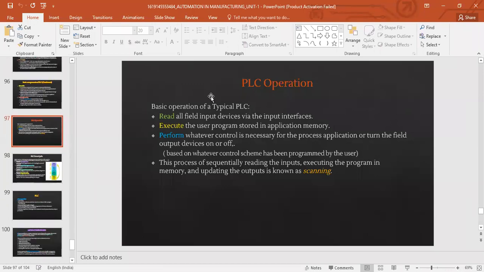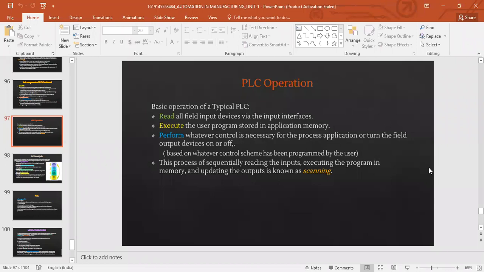As we saw, it firstly reads all the field input devices, right? It checks the status of the input devices via the input interfaces, right? That's where you have the communication between the input devices and the actual PLC, the CPU of the PLC. And then it executes the user program, right? Stored in application memory, and then performs whatever control is necessary for the process application, right? So whatever has been programmed, it performs that.